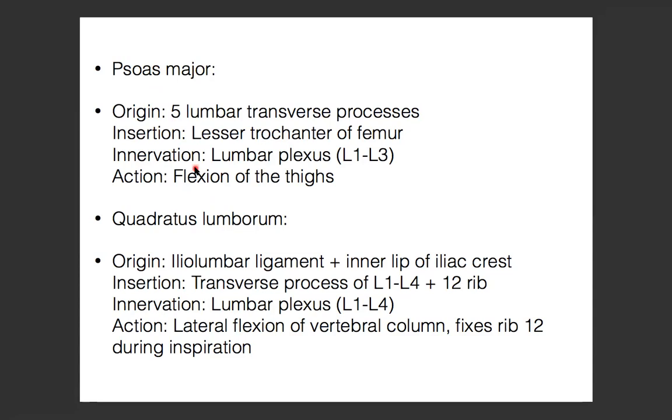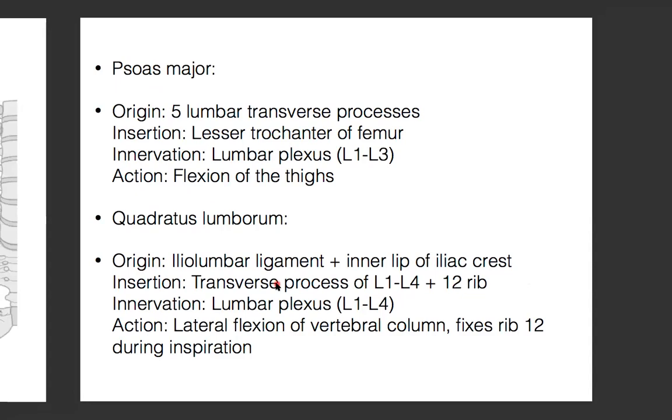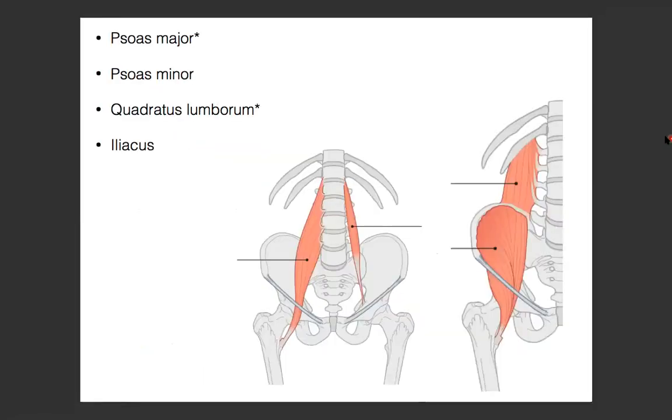The action is more important when you study the lower limb; in the abdomen it's not that important. For the quadratus lumborum, the origin is the iliolumbar ligament and the inner lip of the iliac crest, and the insertion is the transverse processes of L1 to L4 along with the 12th rib. As you can see in this picture, it goes from the iliac crest up to the transverse processes and the rib. While the psoas was coming down, the quadratus lumborum goes upward.